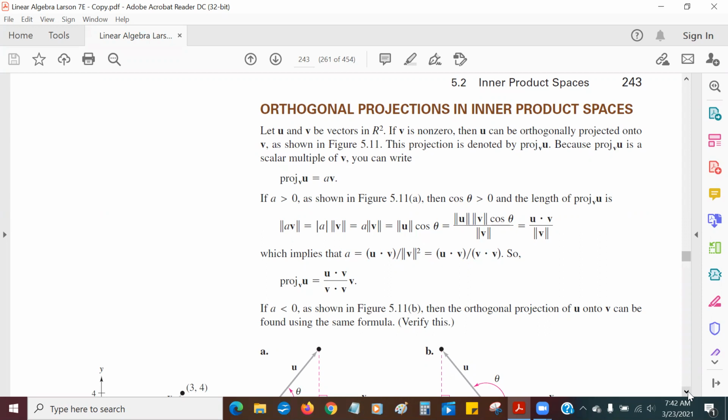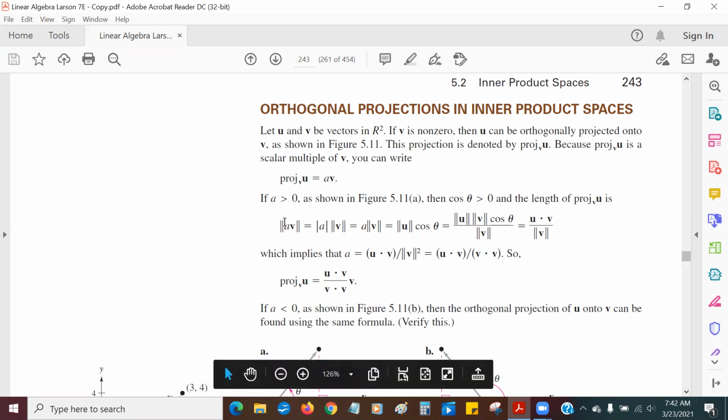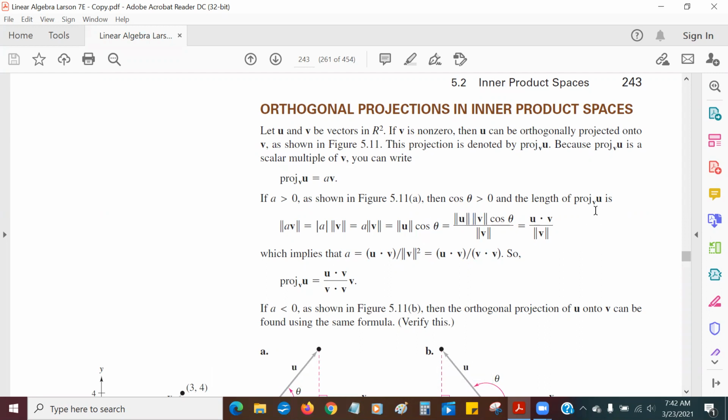Anyways, if A is greater than 0, meaning it's positive, then cosine theta is greater than 0, and the length of this projection is going to be the length of AV, which is absolute value A times length of V, which in our case is just plain A, because we said A is positive. But A times V, that's just the projection of U onto V, so A times the length of V is going to be the length of U times cosine theta.